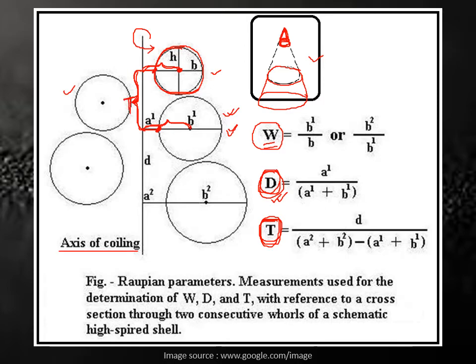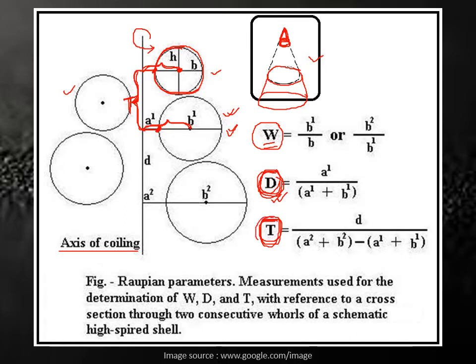So together, considering these three parameters: first, whorl expansion rate, which is the expansion of the size of the aperture or generating curve after a complete 360 degree rotation. Second is the distance from the axis of coiling, that is the change in distance of a certain reference point on the generating curve after the complete 360 degree rotation.